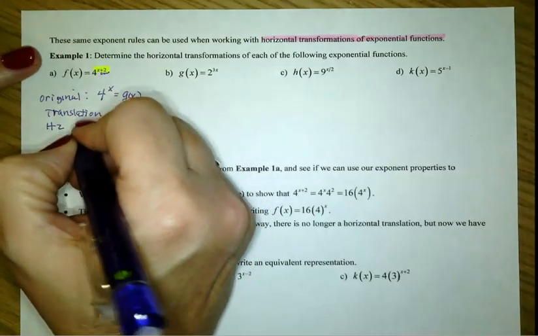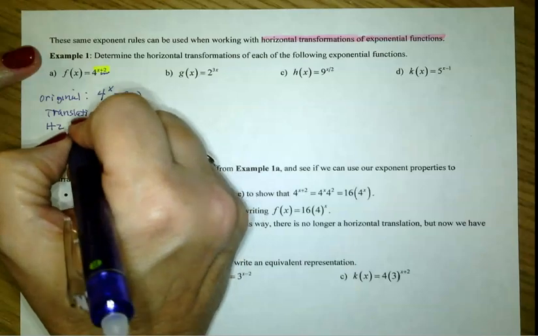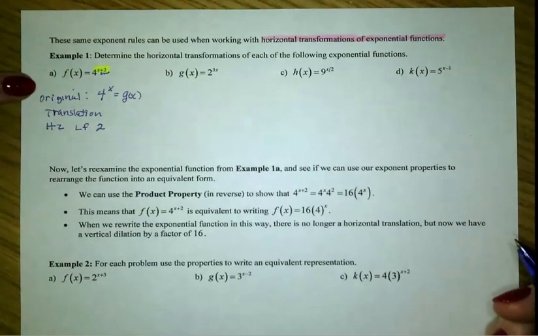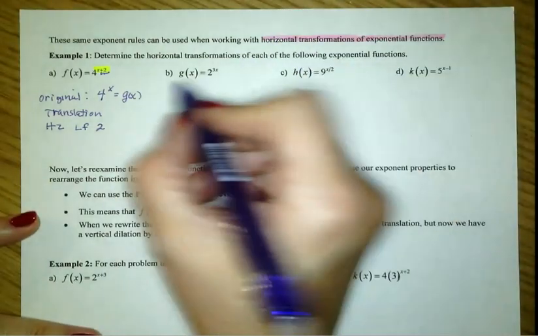So when it affects the y, it's opposite behavior. So then I'm going to say to the left. And how many? 2. So the original function, and then what is, in this case, was a translation because we were just sliding it. All right, so let's look at this.